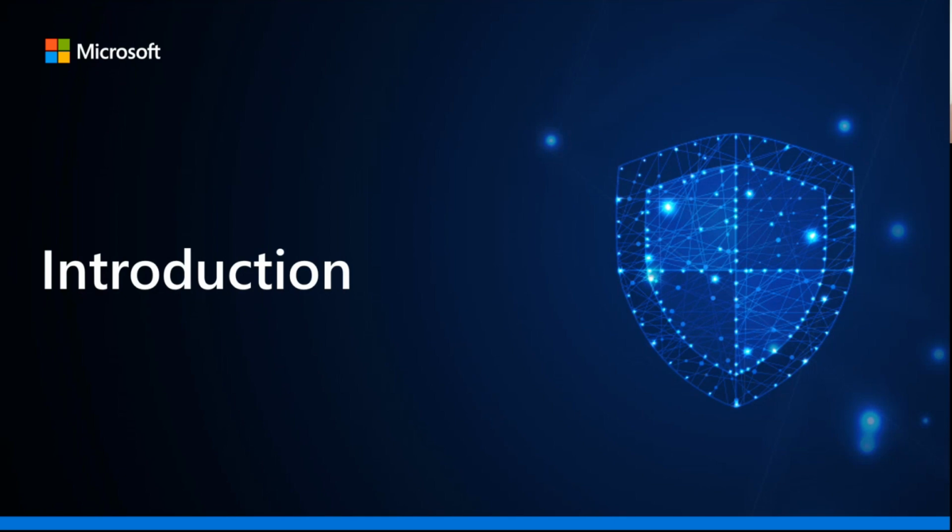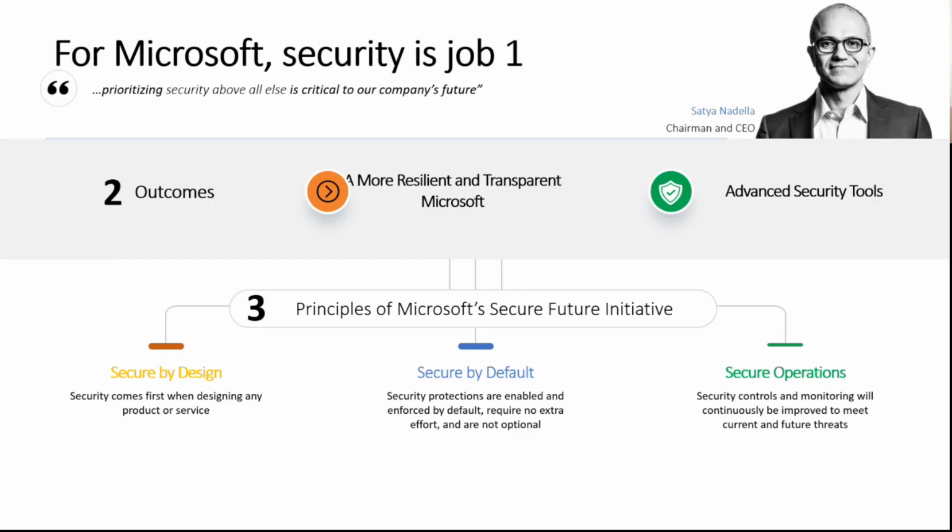For fiscal year 25, our CEO, Satya Nadella, said that for Microsoft, security is really our number one priority. So according to his own words, prioritizing security above all else is critical to our company's future. And how is this going to be done by Microsoft? There will be two ways, and the two outcomes actually will be a more resilient and transparent Microsoft, and also we are going to have more advanced security tools and solutions.